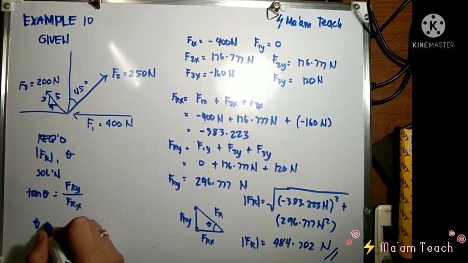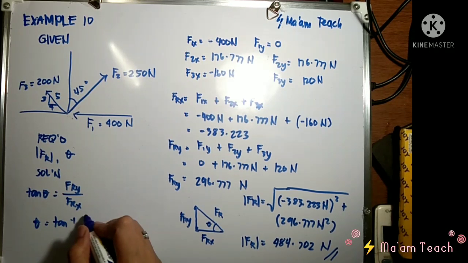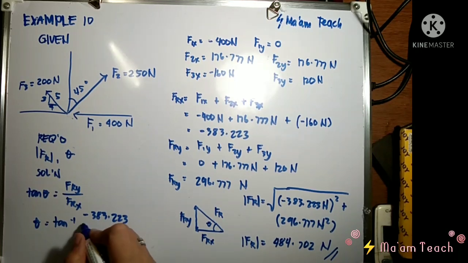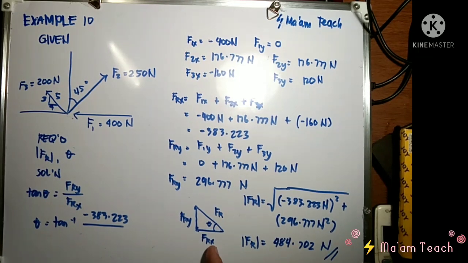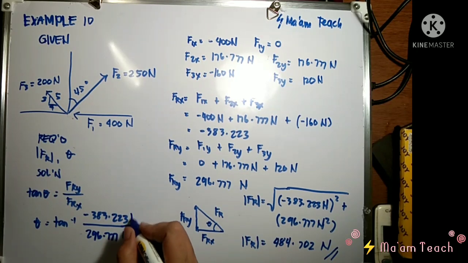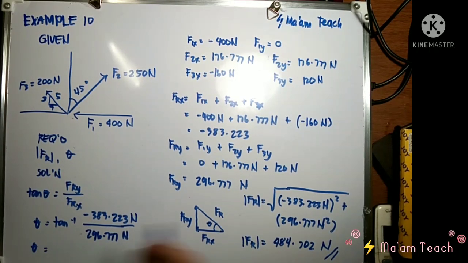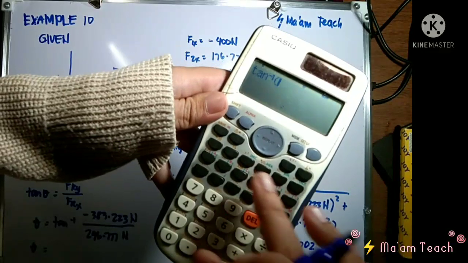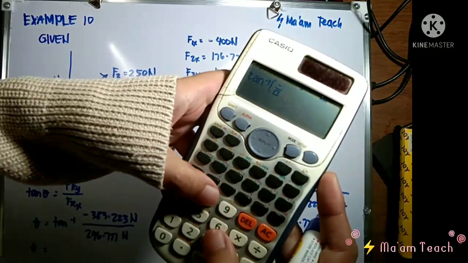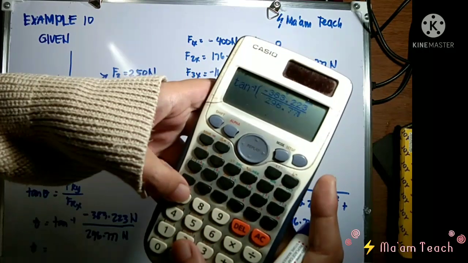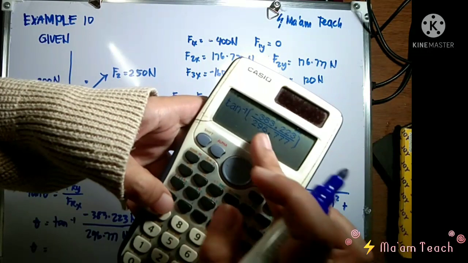Okay, so theta here is arctan. So using the Fry, which is 296.777 Newton over your Frx, which is negative 383.223. There. So theta is, okay, so we have arctan, we have negative. Don't forget to carry the negative, class, so that it will give you the exact angle. Okay, there.